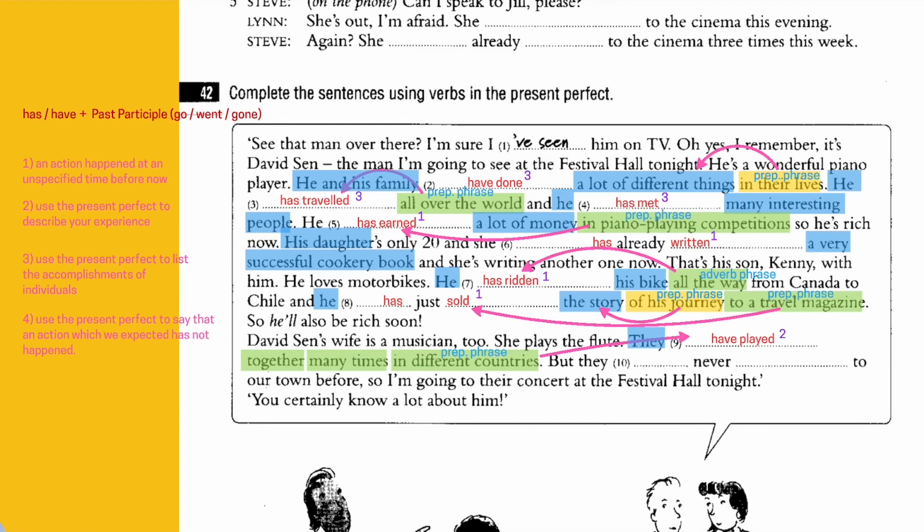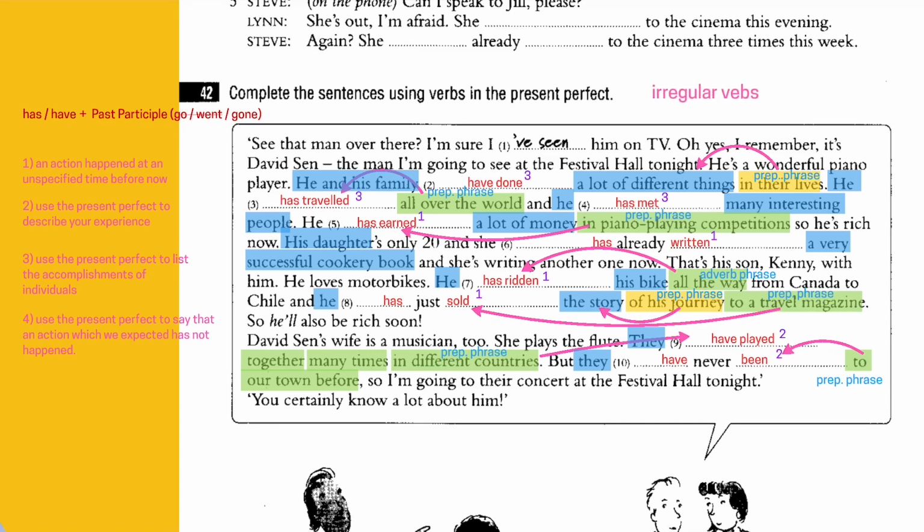Question number 10. The subject they never to our town before. So the answer is they have never been. And have never been is telling you more about the experience. So it's number two. To our town before is a prepositional phrase telling you where they have never been. So it's color green.